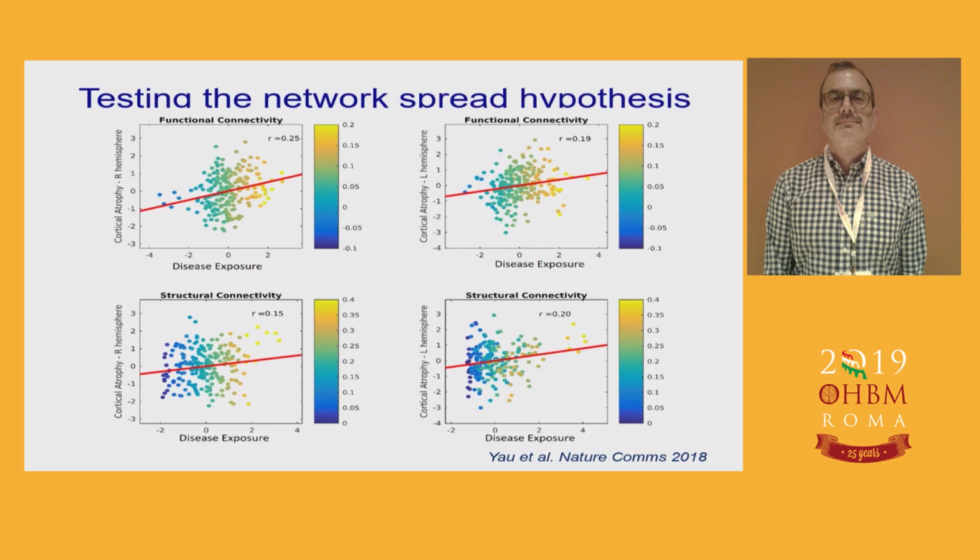And in the case of Parkinson's disease, I think our work shows that this combination of connectivity and synuclein concentration is very strongly supportive of the prion hypothesis in Parkinson's disease.